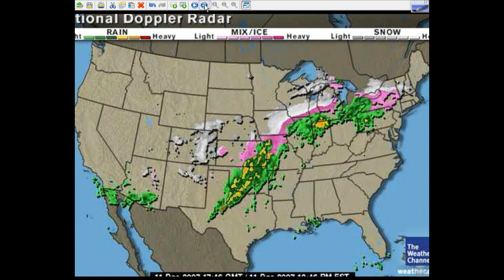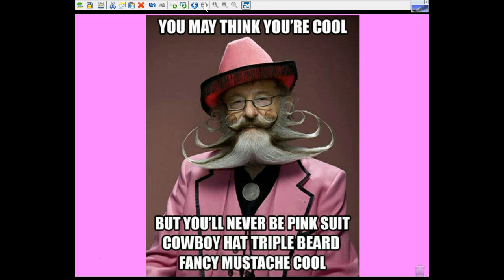If I look at cloud formation, you can see that the clouds form at the fronts because that warm, moist air is forced upwards. We get heavy precipitation. See the heavy, right? This is mixing ice and rain. Heavy precipitation over a short period of time. Very important for you to know that. That's like the most important thing.